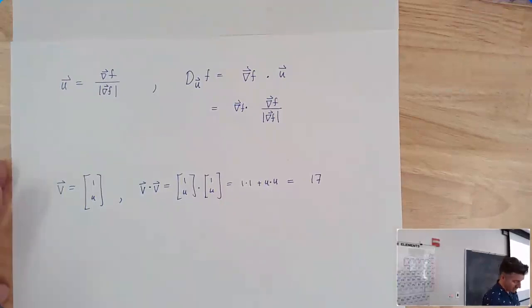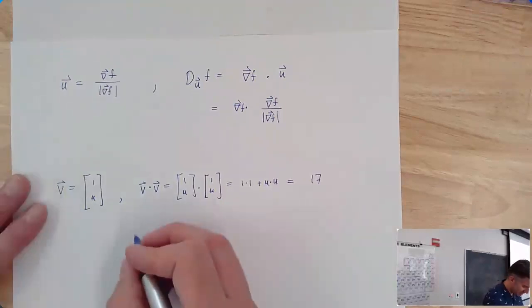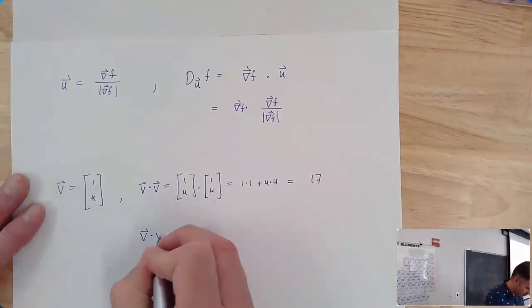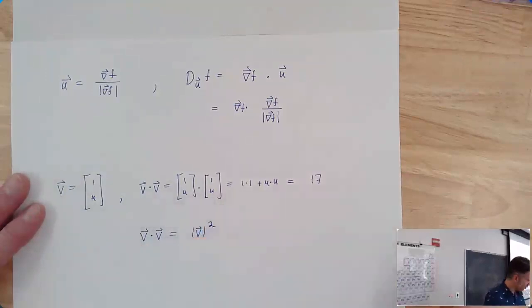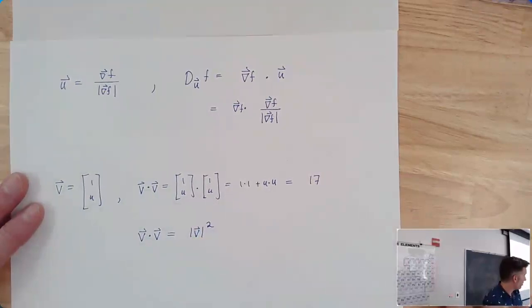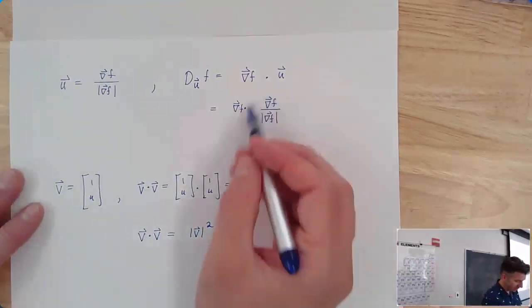I'm missing the square root. And actually, that's exactly what it is. This is exactly the magnitude of v, but I'm missing the square root. Just the magnitude squared. That's exactly what we have here.